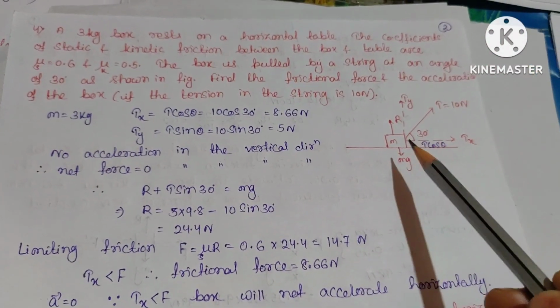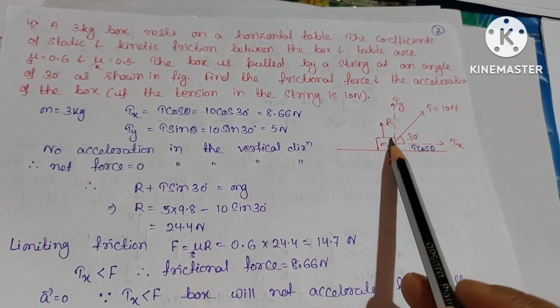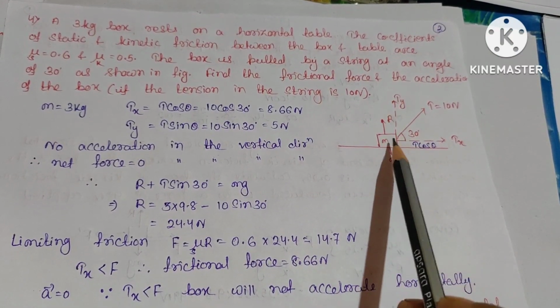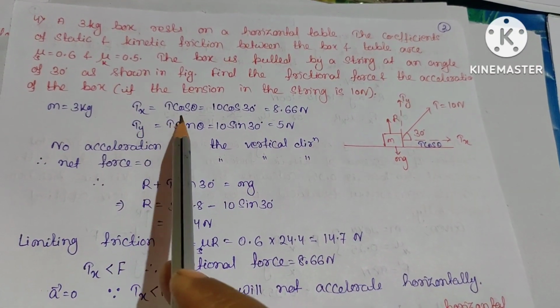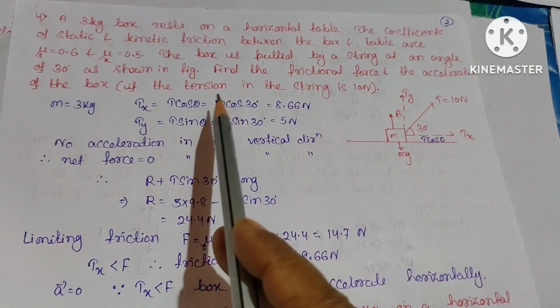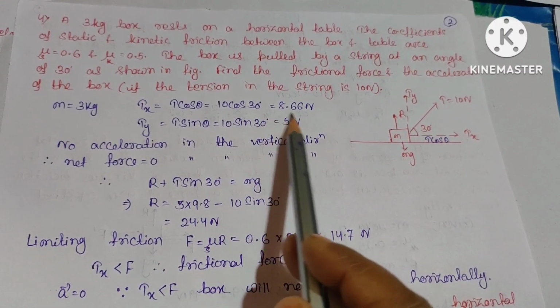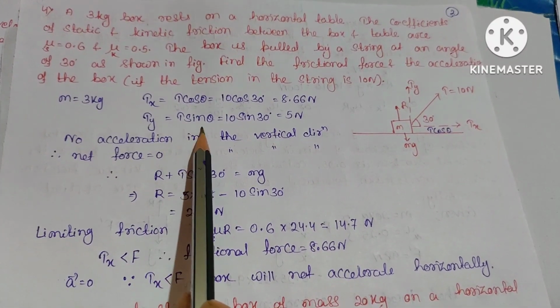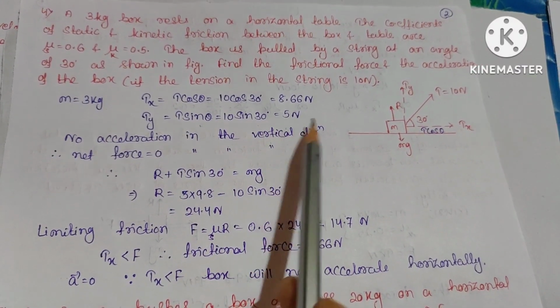If you resolve this T, that is the 10 Newton, then the x component is T cos theta and the y component is T sin theta. So you can write Tx is T cos theta, or T is given 10 Newton into cosine of 30 degree. So this value is 8.66 Newton. Again, the Ty component is T sin theta, that is 10 sin 30 degree, that is equal to 5 Newton.